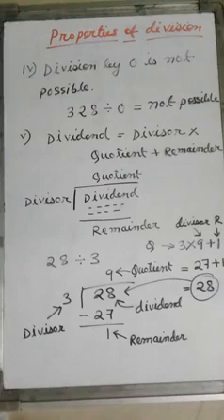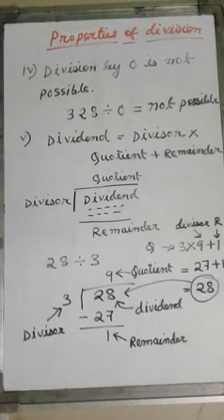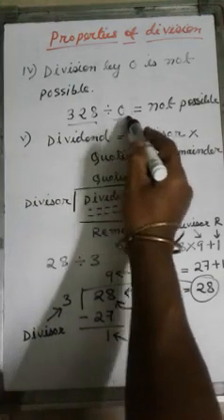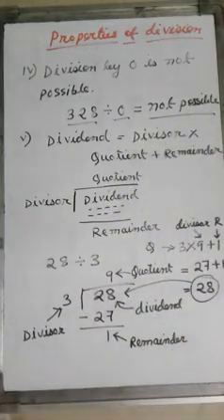The next point, number 4, is division by 0 is not possible. When we divide any number by 0, that is not possible. It is not valid. So you have to remember that division by 0 is never possible.